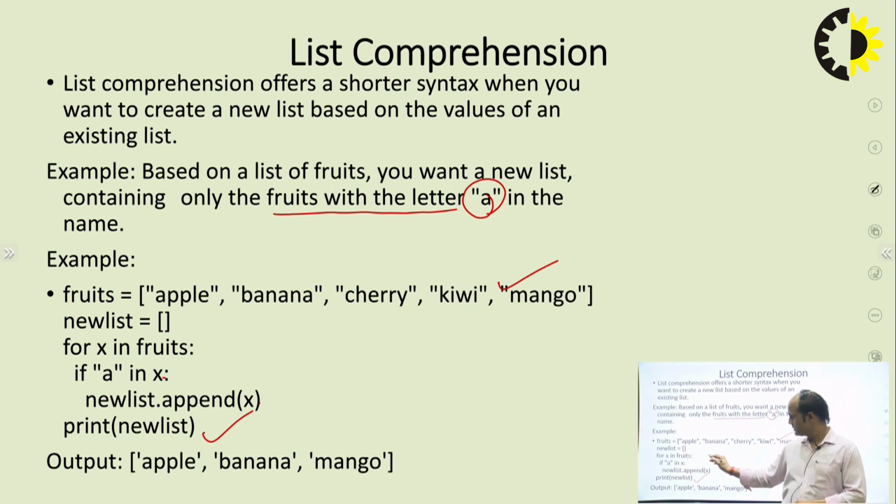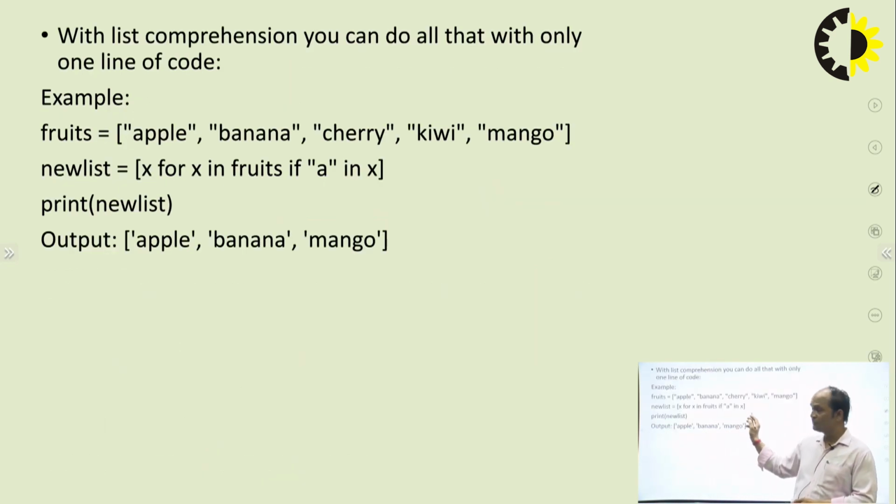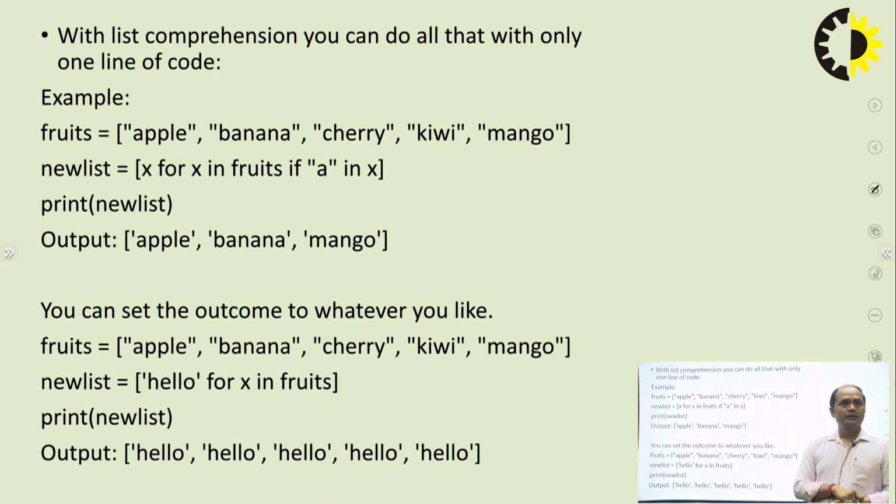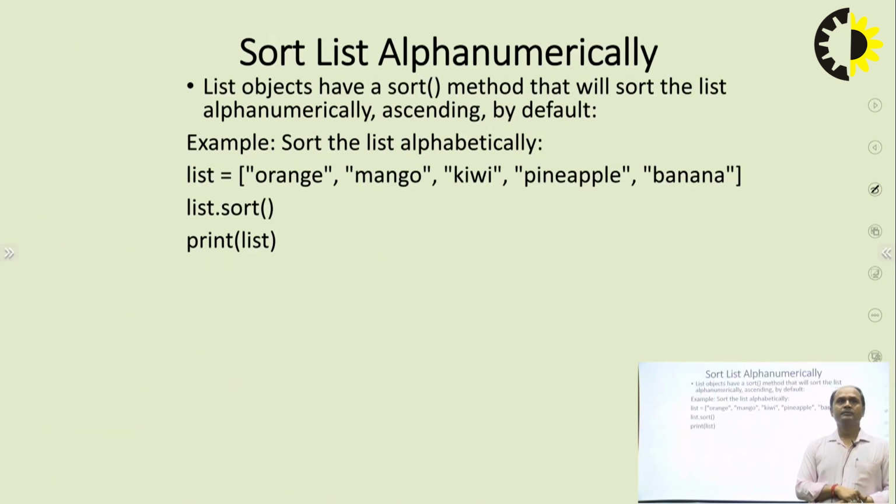This is this particular program, and this program will be the same, the only change is the style of code, the line of code, but the output will be the same. This is called list comprehension.